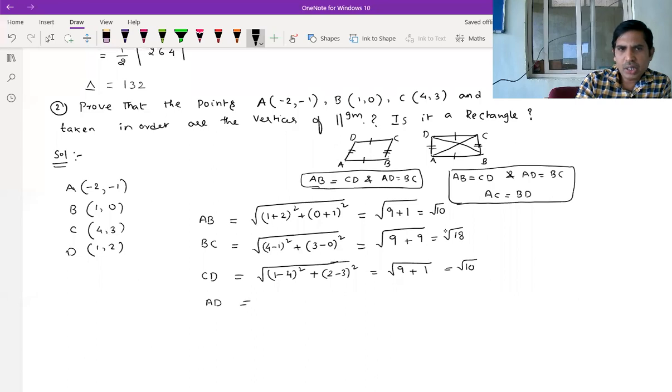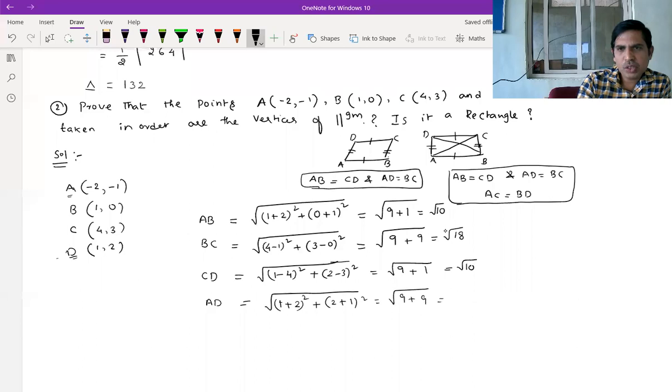Next, AD, between A and D, apply the distance formula. Root over (1 minus of minus 2), that is (1 plus 2) whole square, plus (2 minus of minus 1), that is (2 plus 1) whole square. What will you get?